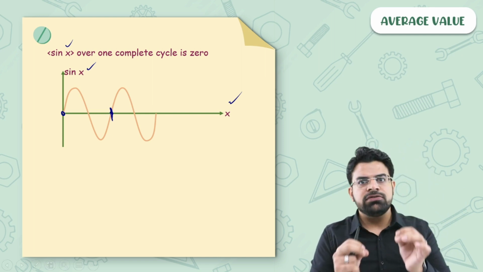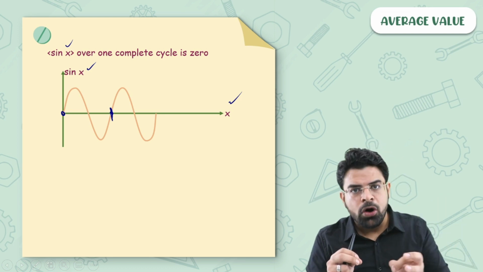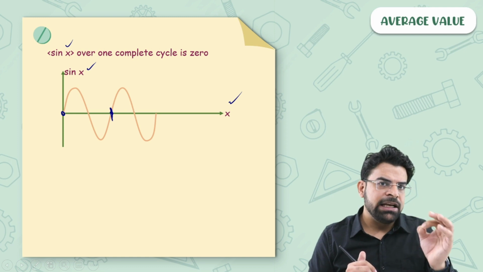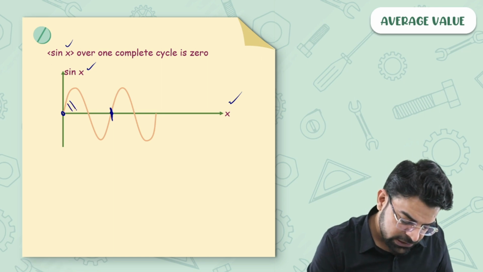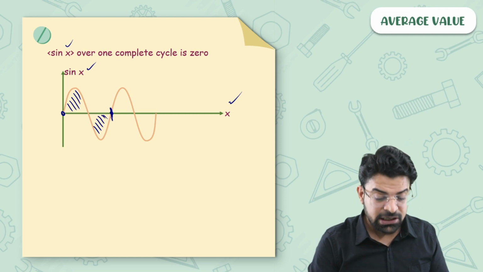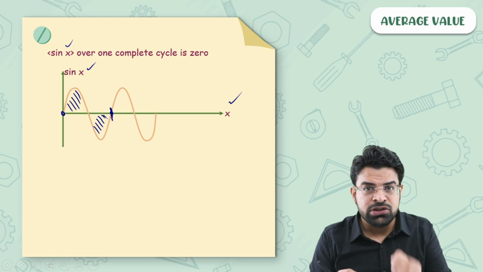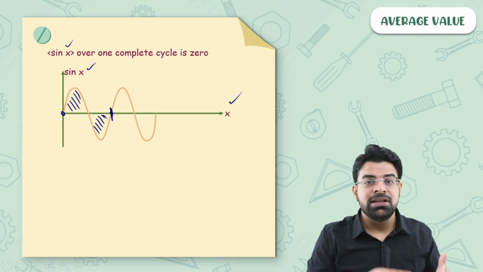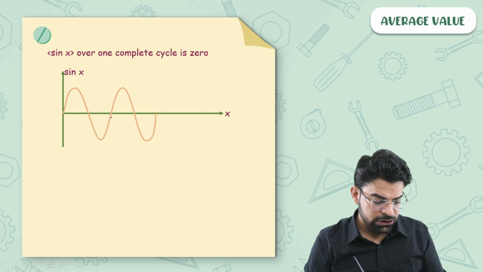We have learned that the average value of y over a range of x is given by the area under the y-x graph upon the change in x. Here, what will you take the area under the sin x versus x graph as x changes from 0 to 2 pi? So you will say, sir, for the first half cycle, the area is positive. For the next half cycle, the area is negative. So what is the area under the sin x graph as the x changes from 0 to 2 pi? You know that this area is 0. And since the area is 0, that's why the average value of sin x as x changes from 0 to 2 pi comes out to be 0.